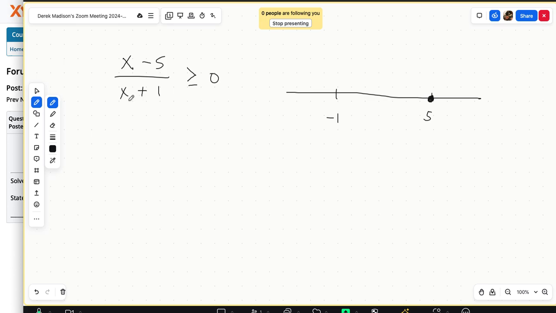But -1 is coming from the denominator, and the denominator is undefined, so that's where we have to make sure that we exclude that point. So I'm just going to go ahead and throw an open dot there to remind myself not to put that in my interval notation at the end.